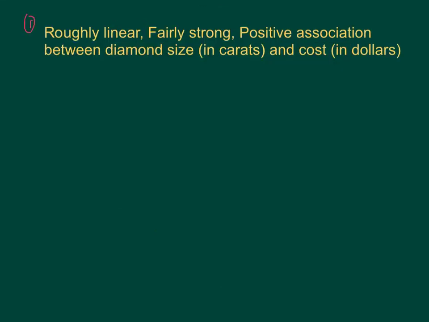So we've already sketched a scatter plot, and now we want to describe that scatter plot as part of number 1. And remember, there are 3 pieces that we want to say. All right, so what's the shape look like? Looks roughly linear. Strength, it's fairly strong. And direction, positive association, meaning that as the size of carat goes up, so does the dollar amount, right? This trend is trending in this direction. So, roughly linear, fairly strong, positive association between diamond size and cost, remembering to get the context of the question in there.